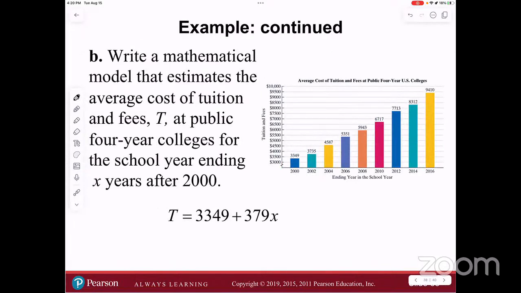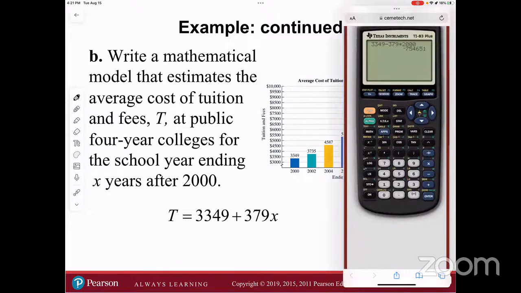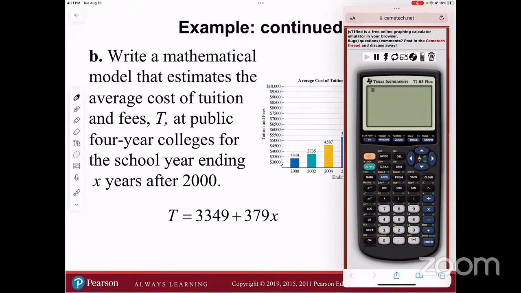So then we would just put a 20 into this model, right? So let's do it a little bit different this time. Let's go to our y equals. We got 379x plus this 3349, right? So now if I want to do 20 years later, I want to call in that function I just typed in.